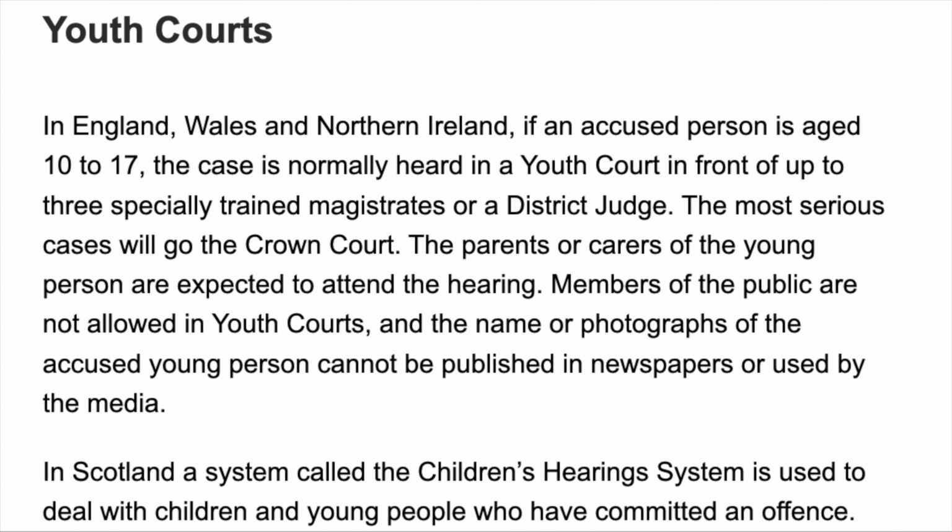Youth courts. In England, Wales and Northern Ireland, if an accused person is aged 10 to 17, the case is normally heard in a youth court in front of up to 3 specially trained magistrates or a district judge. The most serious cases will go to the Crown Court. The parents or carers of the young person are expected to attend the hearing. Members of the public are not allowed in youth courts, and the name or photographs of the accused young person cannot be published in newspapers or used by the media.